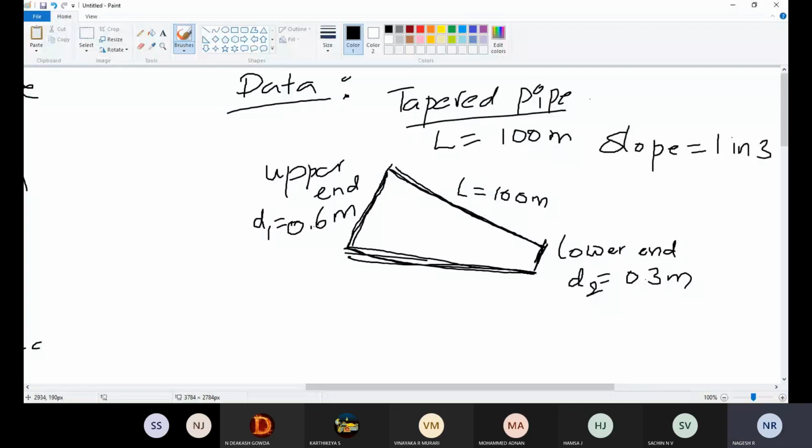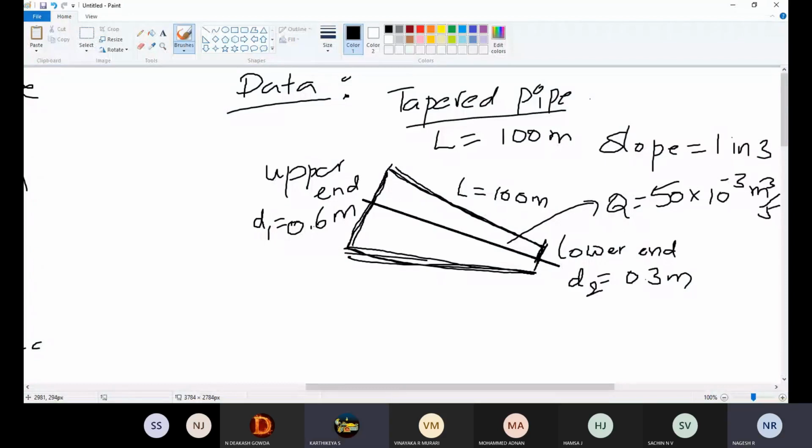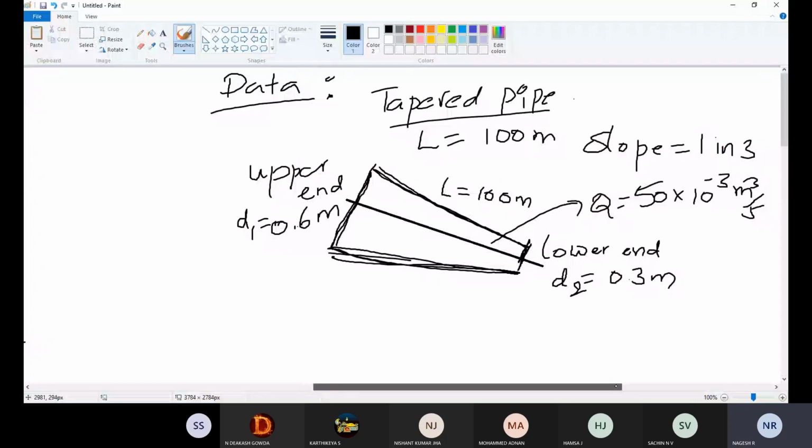And one more thing, he has given discharge also here. Okay, just we shall take one line here, and I will write discharge Q is equal to, what is discharge? Discharge is 50 liters per second, that is 50 into 10 to the power of -3 meter cube per second. And I have taken slope is equal to 1 in 30.